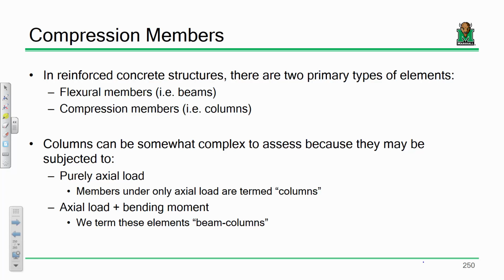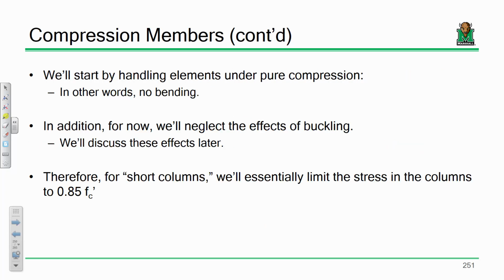So when I use the term column, I'm generally going to be referring to a section that sees only axial load, whereas a beam column is seeing both axial load and bending. So we're going to take the purely axial load case first, and then do axial load plus bending moment later. Now, starting off, no bending. If we have time, we'll discuss the effects of buckling. But the way that we handle buckling in concrete design is very similar to how we handle buckling in steel design. Pi squared E, KL over R squared, the alignment charts, it's all the same stuff. It's all mechanics, so it's no different.